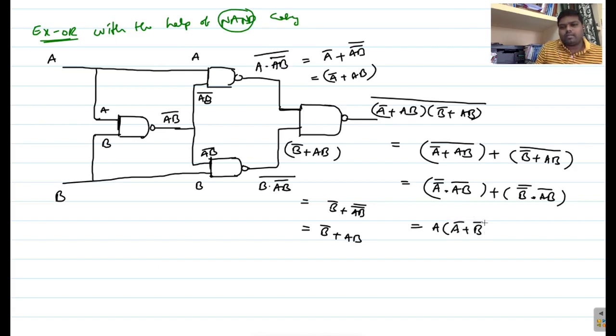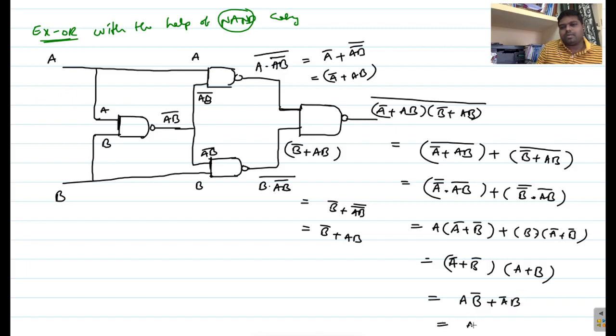A bar plus B bar plus B into A bar plus B bar. Now from these two expressions we can take common A bar plus B bar as a common factor. Then what you will get? A bar into B bar, then A plus B. So if you simplify these two, you will get A B bar plus A bar B. So this equals what? A XOR B.